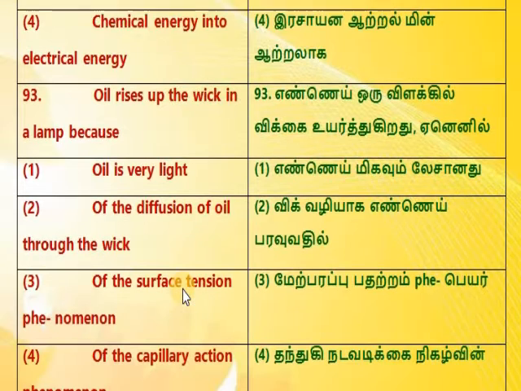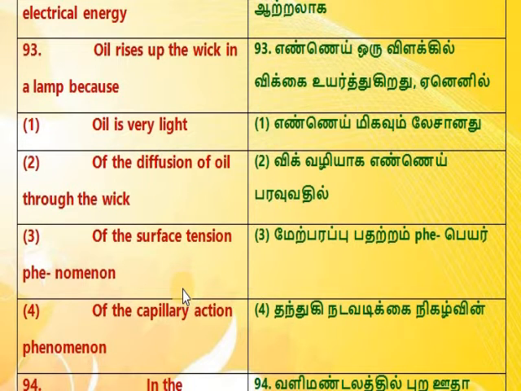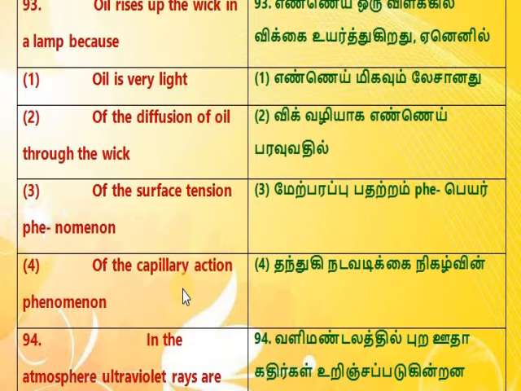93. Oil rises up the wick in a lamp because 1. Oil is very light, 2. Of the diffusion of oil through the wick, 3. Of the surface tension phenomenon, 4. Of the capillary action phenomenon.